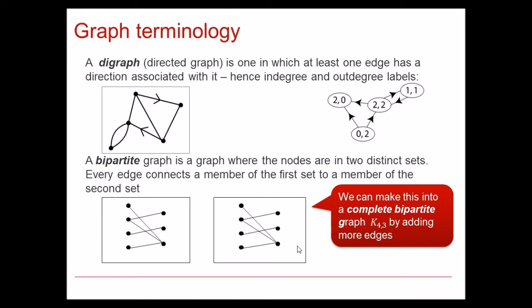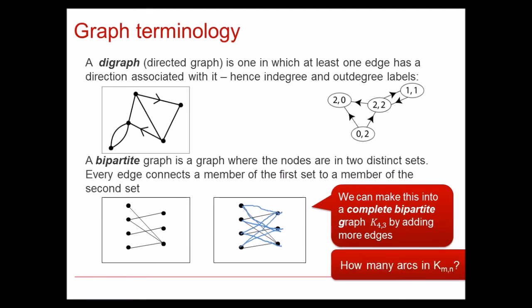We can make this a complete bipartite graph, K43, by adding more edges. So, if we think about the fact that the four nodes in the first set each have 3 arcs going to each node in the second set, altogether there would be 12 arcs. So K43 will have 12 arcs. And Kmn would have m times n arcs.